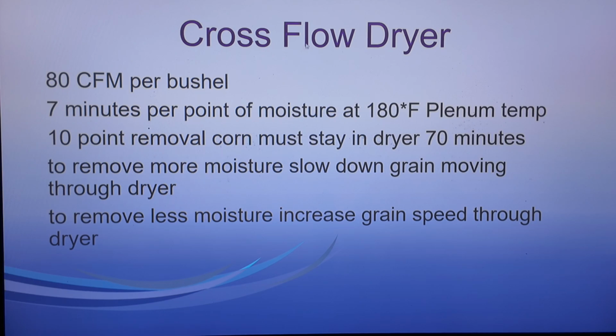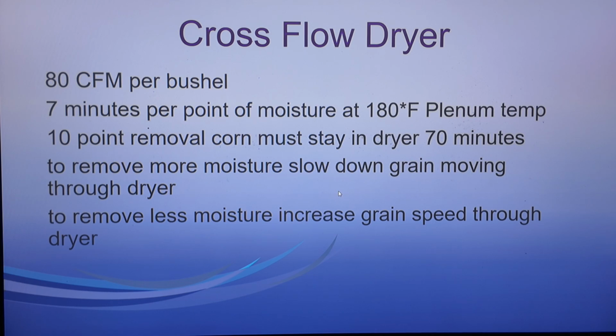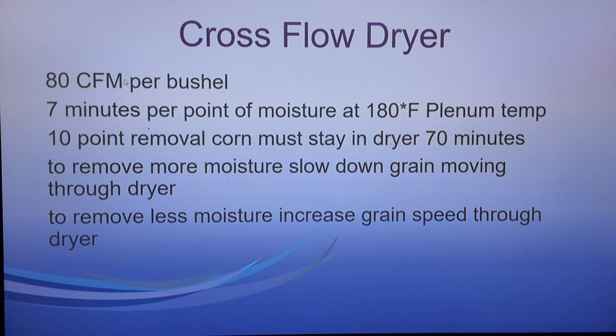The cross-flow dryers are usually like a screen type dryer where the grain is flowing one direction and the air is flowing across the flow of the grain. So if the grain is flowing straight down the column and the air is blowing across the flow of the grain. Screen type dryers, most of them are around 80 CFMs per bushel of airflow. We're going to talk a lot about CFMs today.